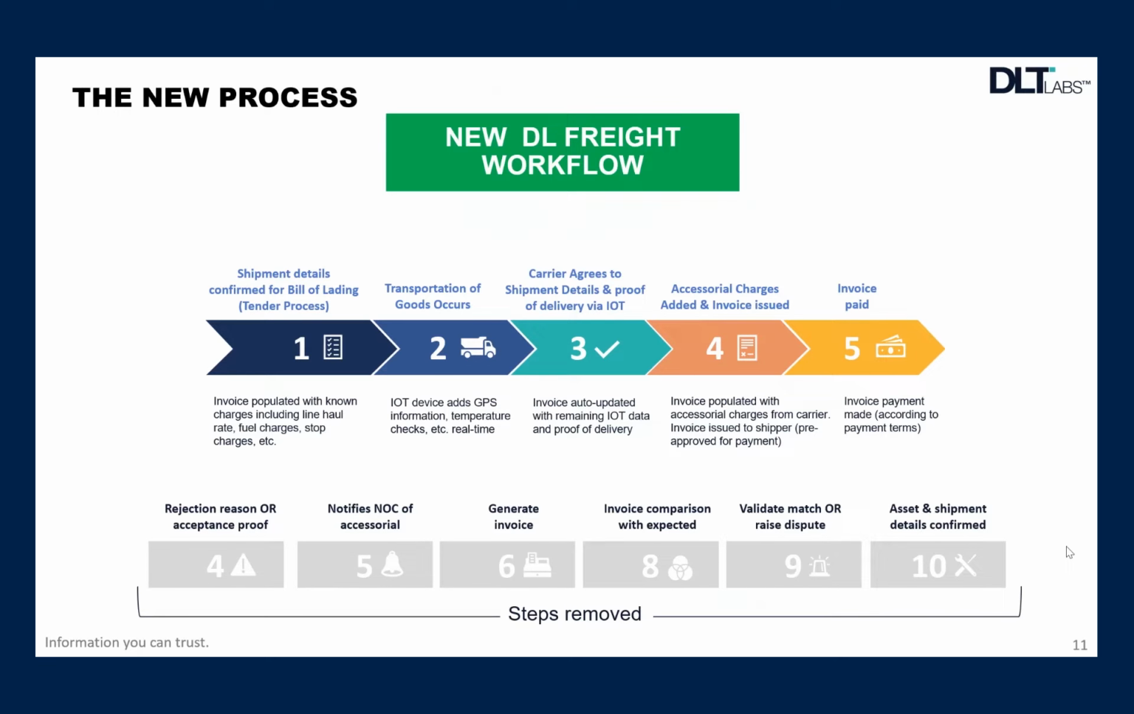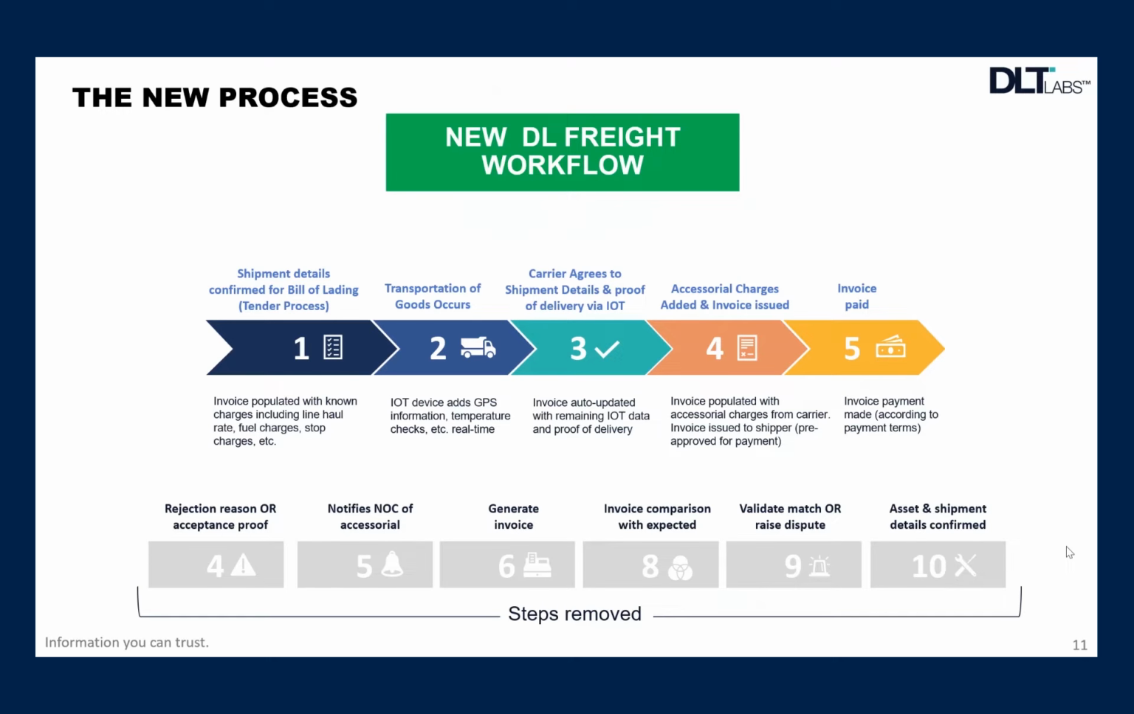When the tender occurs, and that is Walmart sending out a request for a shipment to be made by a carrier, all of the shipment details are known at this time. So which carrier they are tendering this to, the origin destination of the shipment, the number of miles that will be traveled, all of this information is known at the time that the tender is created. So a lot can be provided at this time to start generating the invoice. And we're building this invoice together, Walmart and their carriers, as they go through these process steps.